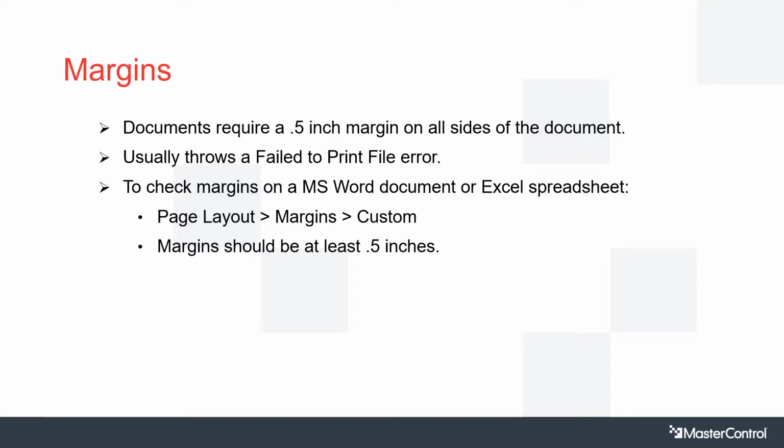To check the margins, I'm going to go through Word and Excel. Again, I'll have screenshots on the next slide here. So on a Word document or an Excel spreadsheet, you're going to go to Page Layout, Margins, and then I like to click Custom. And it's not the Custom button, it's kind of the Custom selection. And that'll actually show us what those margins are set at.